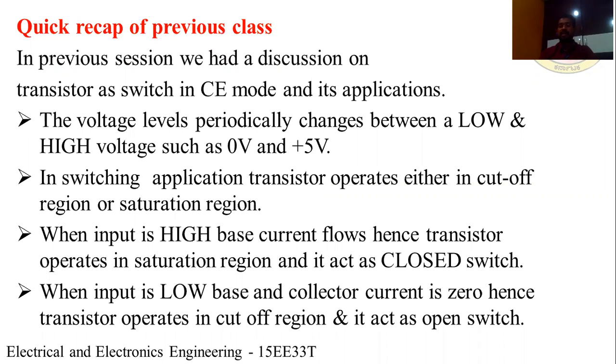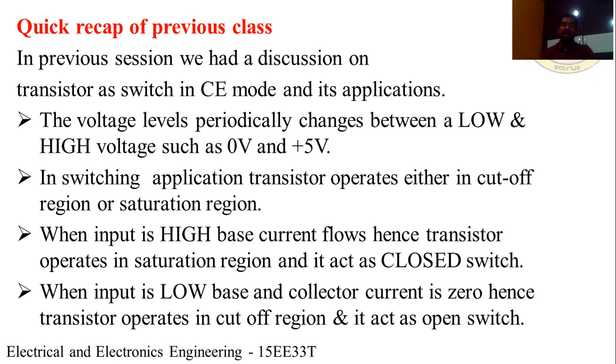In the previous session, we had a discussion on the transistor which acts as a switch in CE mode, that is common emitter mode, and also we discussed its applications. You all know that the transistor is a three-terminal device having base, emitter, and collector regions, which is used for amplification and switching purposes. Amplification means strengthening a weak signal into a strong signal, either a current signal or a voltage signal. In switching applications, the transistor operates either in the saturation region or in the cutoff region, either as an open switch or a closed switch.